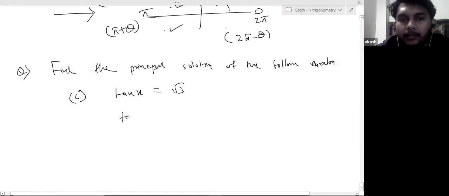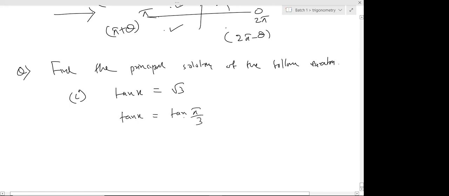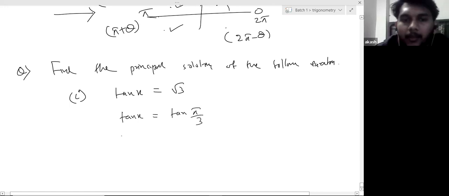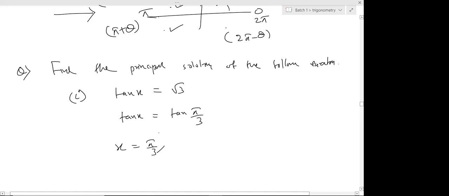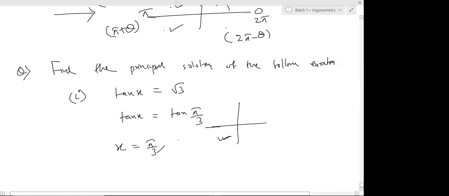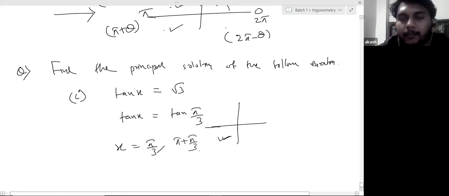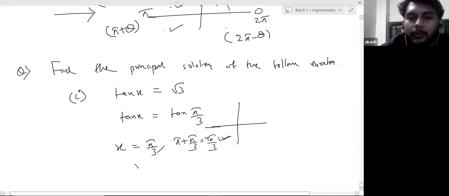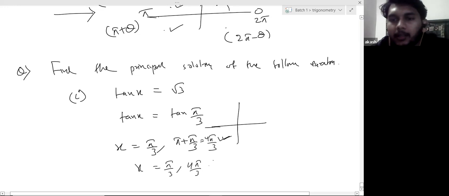We can say tan x equals tan pi by 3. Absolutely right, tan pi by 3, right? So we can say x is pi by 3, minus pi by 3. Not pi minus pi by 3. Tan is positive in the third quadrant, right, Shravya? Yes, sir. So in the third quadrant, we have to write pi plus pi by 3. All right. So this is 4 pi by 3. So we have two solutions. X is equal to pi by 3 or 4 pi by 3.